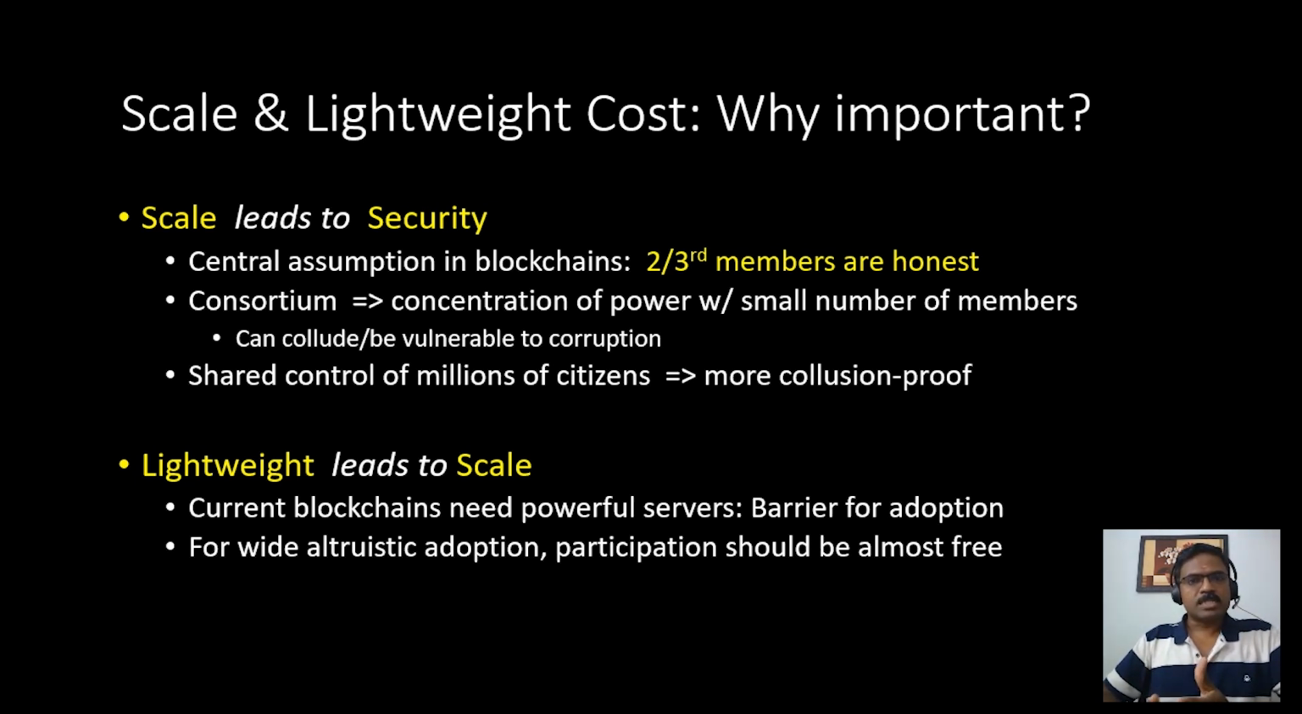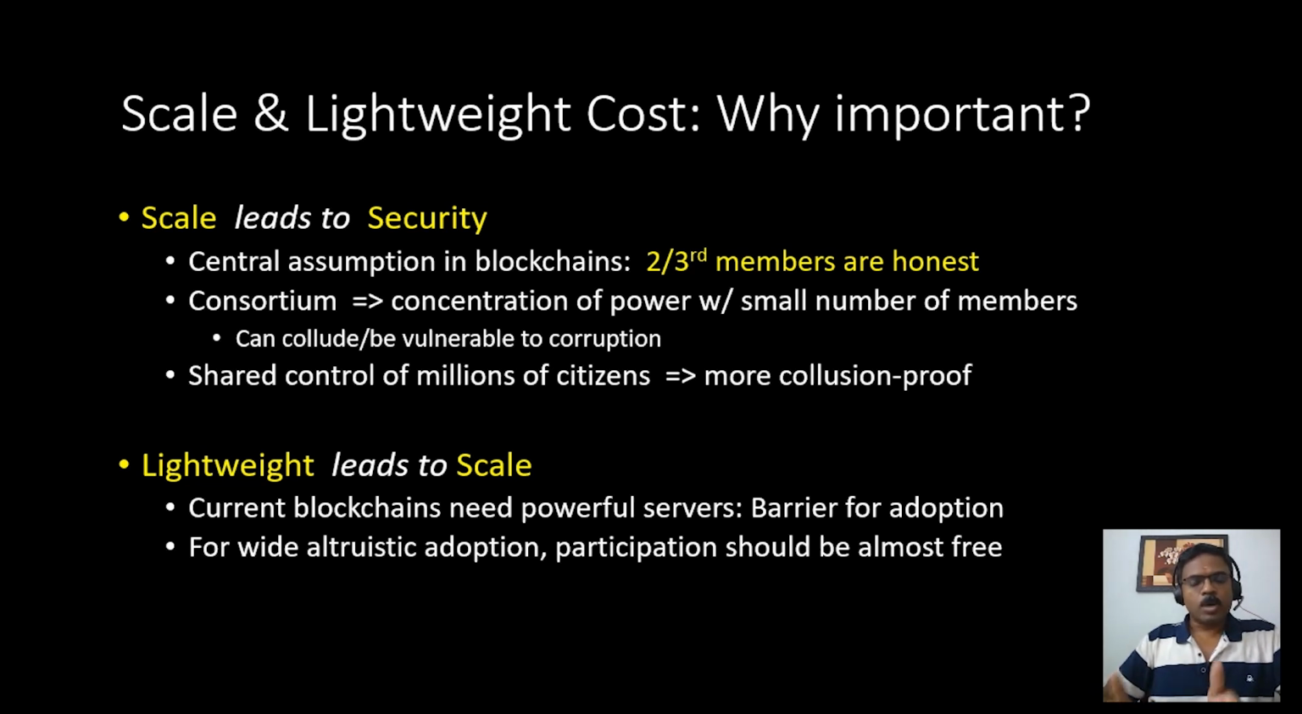The reason for this is that blockchains fundamentally assume that 2/3 of the participants are honest. Now, when all you have are 10 participants in the blockchain, like in the case of a consortium blockchain, this property is tricky to enforce, right? It's easy to bribe, say, 5 or 6 of these participants, especially in an application like the NGO ecosystem or the nonprofit ecosystem, and defeat the whole blockchain.